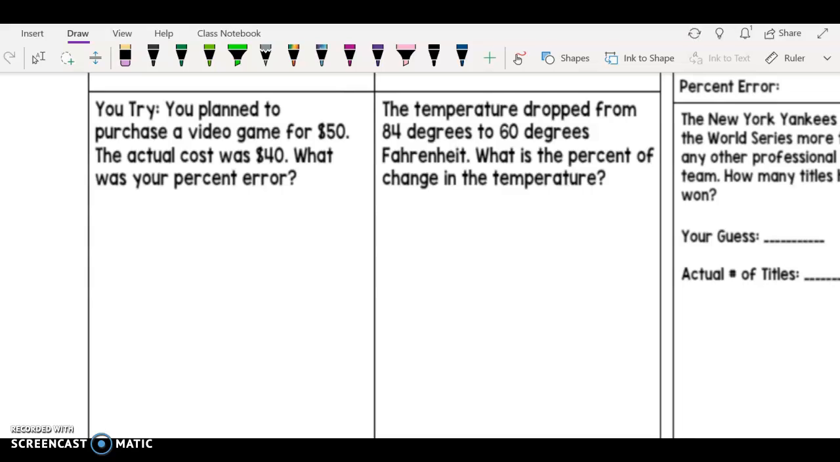All right, let's take a look at the triads. So you planned to purchase a video game for $50. So this is your estimate. This is what you're guessing it's going to be. The actual price was $40. So this is our actual. What was your percent error?